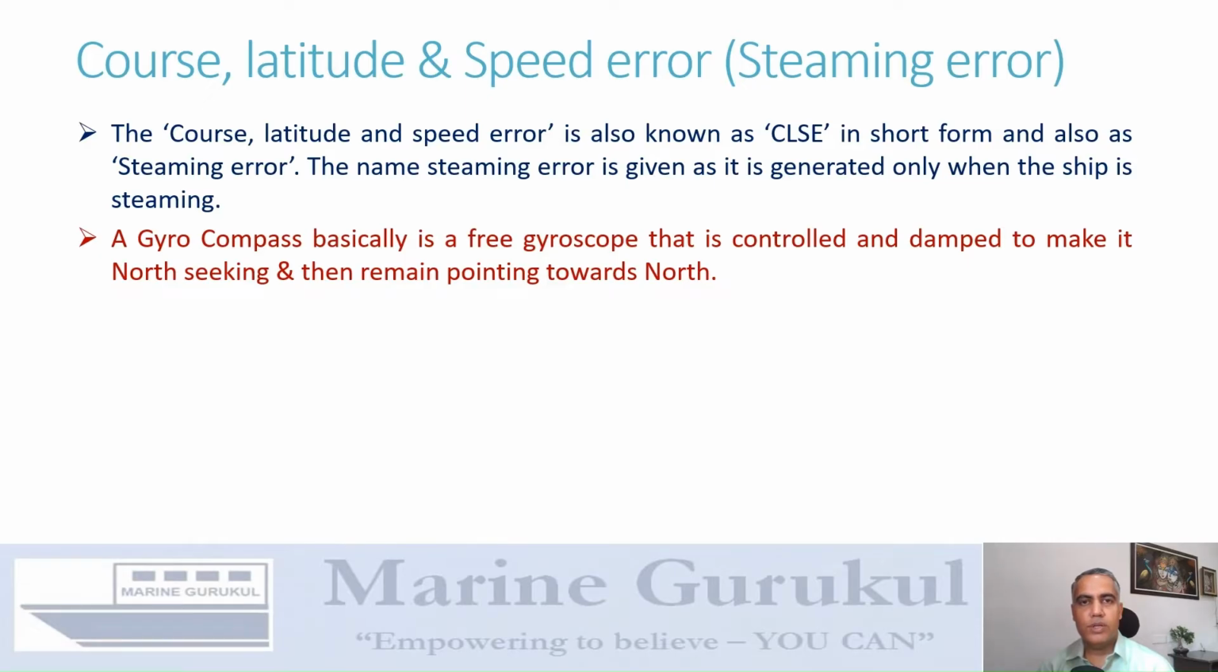The rotation of the earth is in the easterly direction. So I will repeat once again. The gyro compass is sensing the direction in which it is being taken due to the rotation of the earth, which is the easterly direction, and then aligning its spin axis perpendicular to this direction, that is the easterly direction, which results in the spin axis pointing towards north.